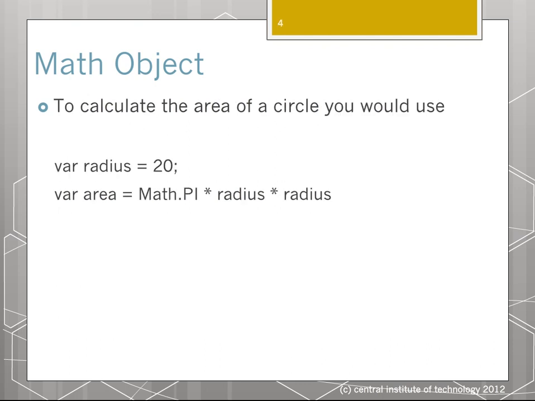So using pi to calculate the area of a circle, we can put in a variable for radius and make the variable 20, and then we would make a variable called area and have that equal to Math.PI times radius, and that would give us the area of our circle.